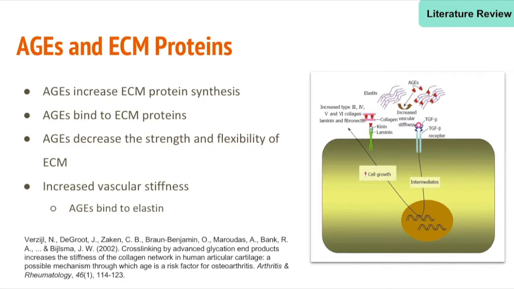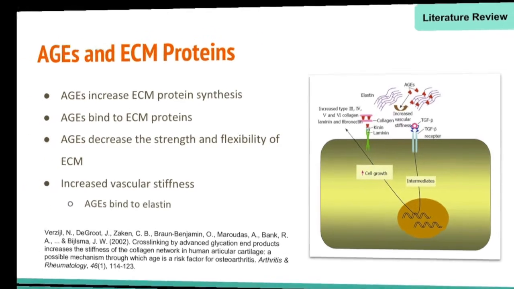Furthermore, AGEs lead to vascular stiffness when AGEs bind to elastin, a common ECM protein that imparts elasticity. This causes blood vessels to be stiffer, which means that they contract and expand less, leading to increased strain on the walls of blood vessels as well as high blood pressure.